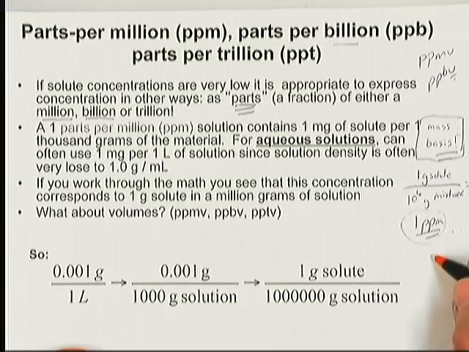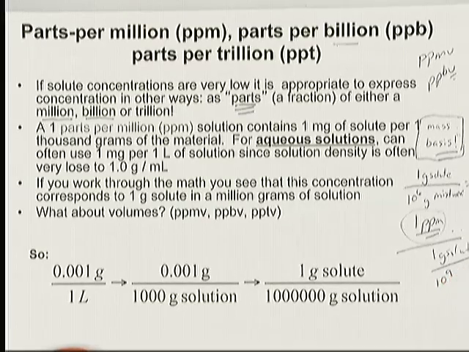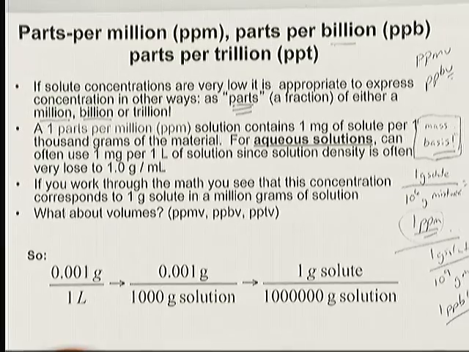Okay. Similarly, what if I did 1 gram of solute in 10 to the 9th, or 1 billion grams of the mixture? Wouldn't that be 1 ppb? Sure. All right, and that's all we're doing here. That's all we're doing, okay? So it might seem confusing at first, but it really need not be.